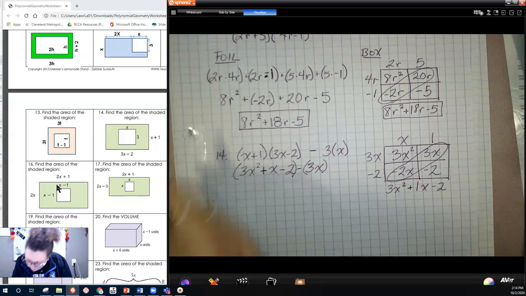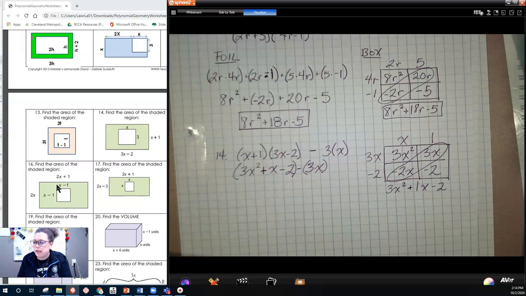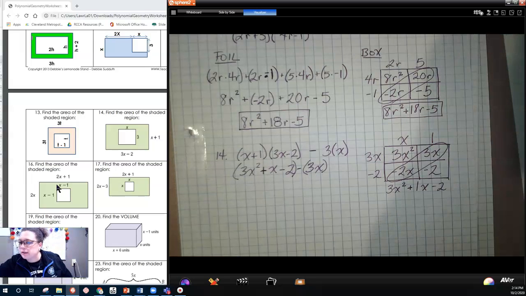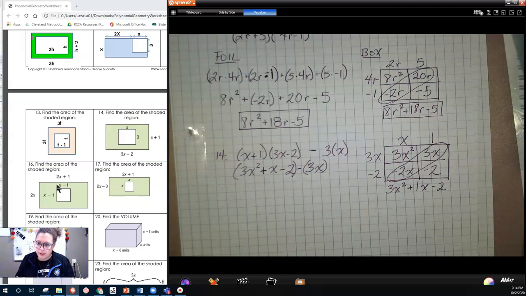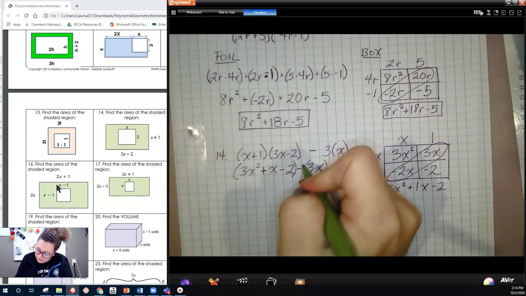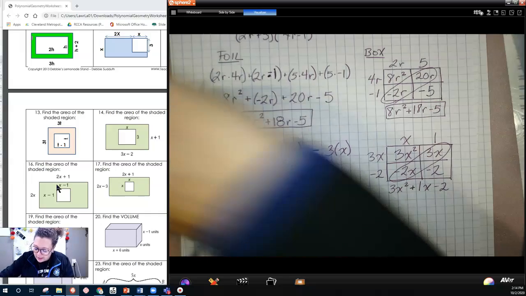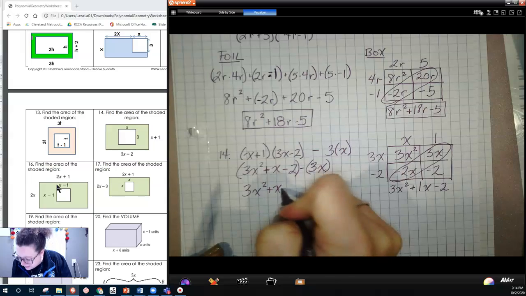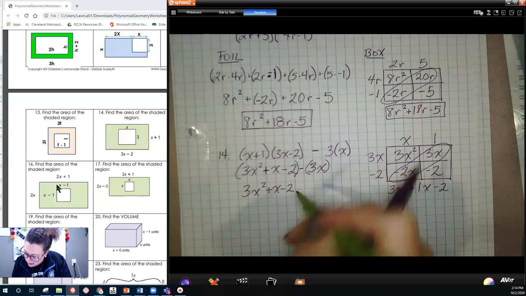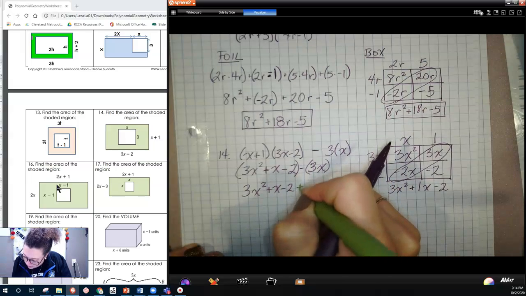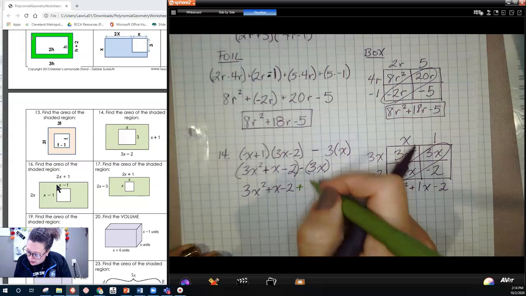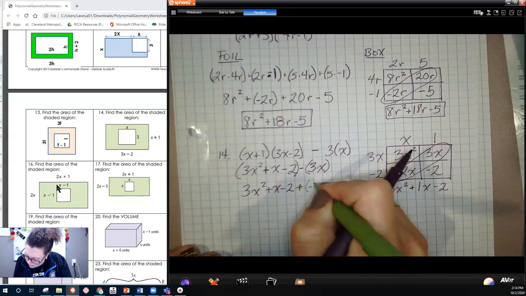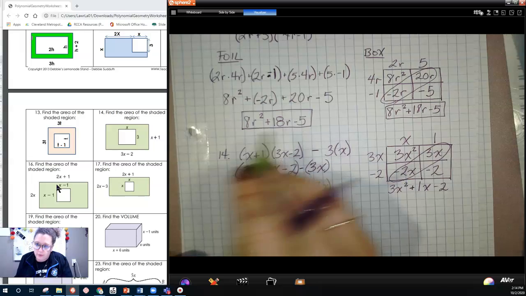So I am going to just come in here with a different color. Let's try this olive green color. So I'm going to change my, I guess I should just rewrite it. I guess that would be the right thing to do. 3x squared plus x minus 2. I'm going to keep that the same. Change to a plus sign. And then I'm going to change this from a positive 3x to a negative 3x.